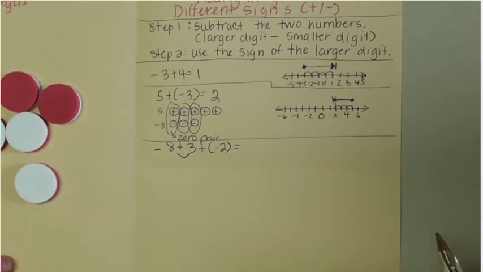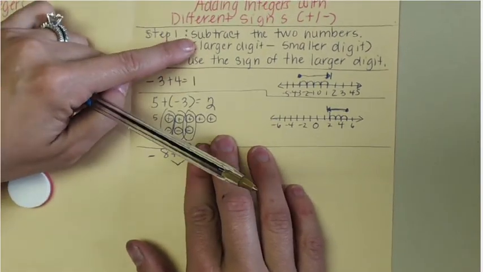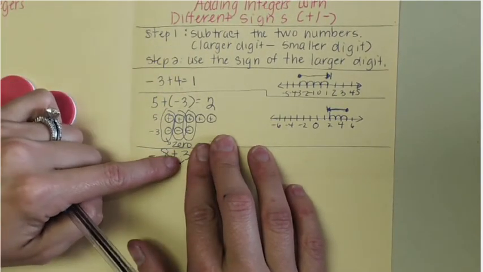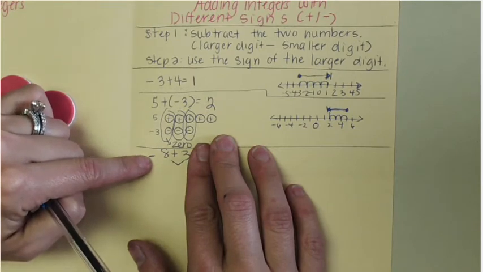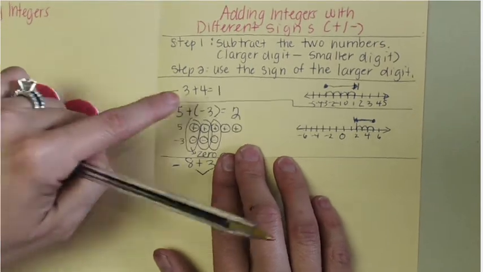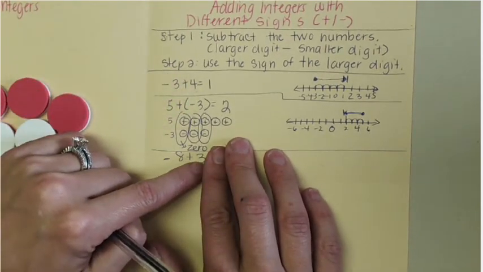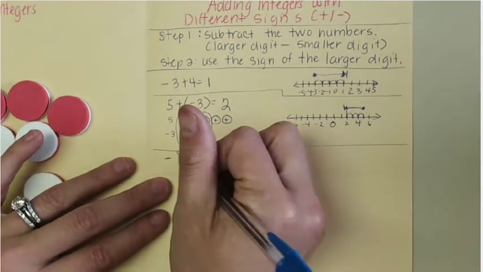So let's try this without the counters. Okay, so we're ignoring this and go back up to step 1. You're going to subtract the two numbers because it's an addition problem with different signs. One's a negative and one's a positive. So that's why we don't want to follow this square. We want to follow this one. And we're going to subtract. What's 8 minus 3? It's 5, so I know my digit's going to be 5.